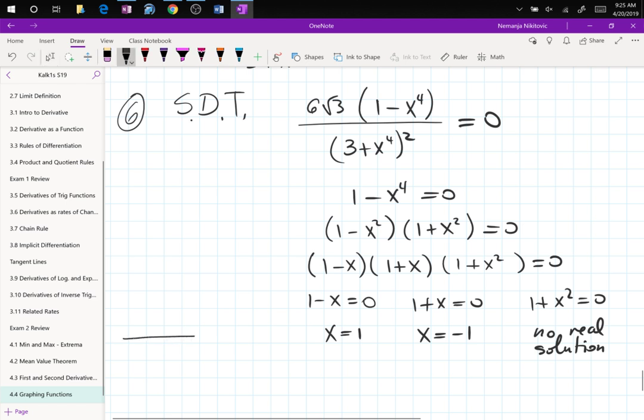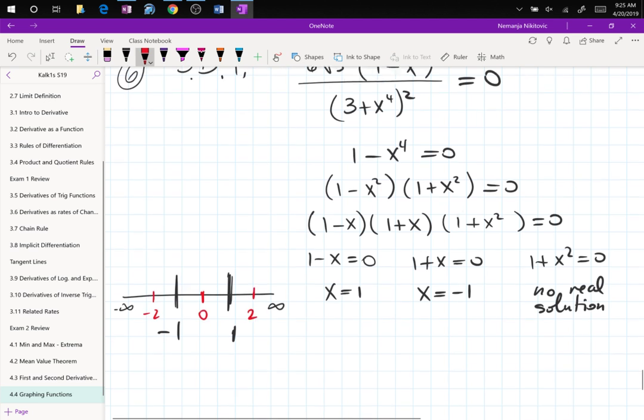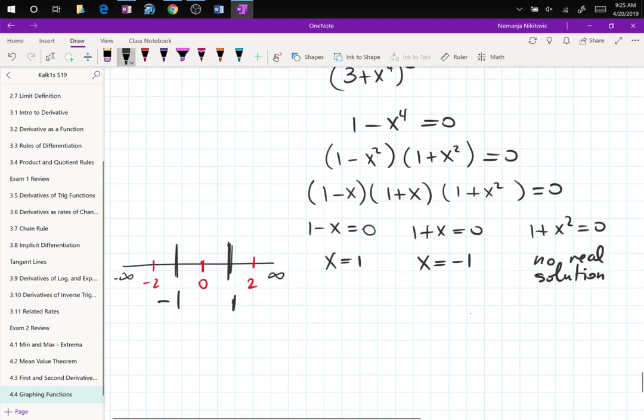So when I partition the domain from negative infinity to positive infinity, I have negative 1 and 1. Pick test points, negative 2, 0, and 2. Maybe you can pick better ones. Second derivative computed at negative 2.